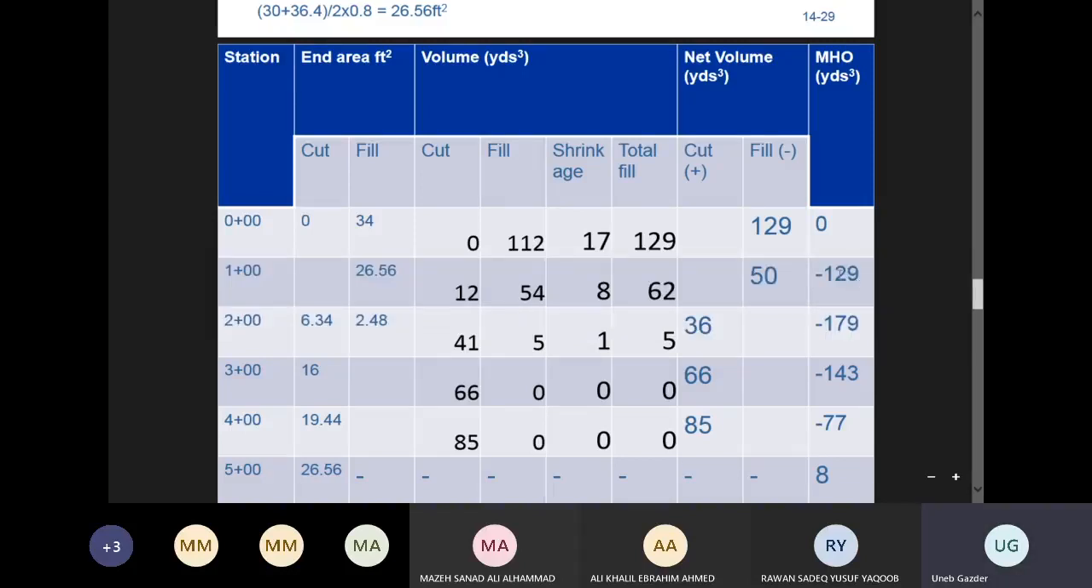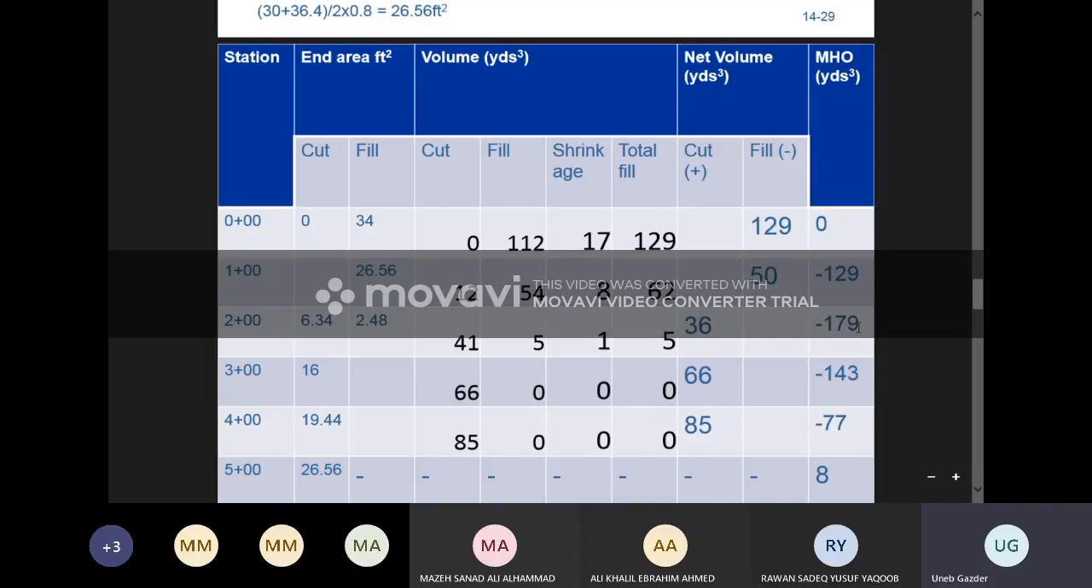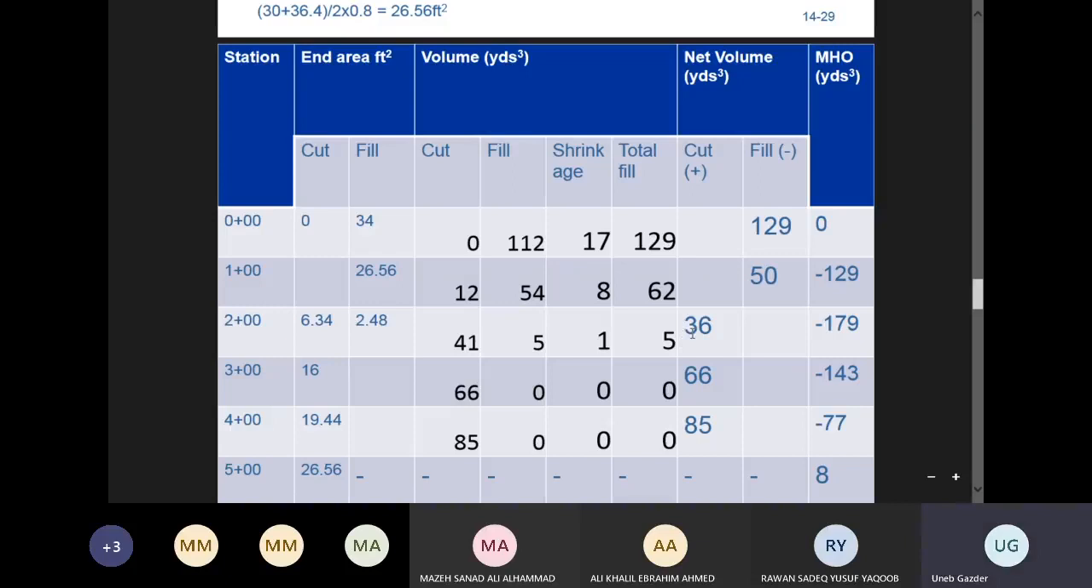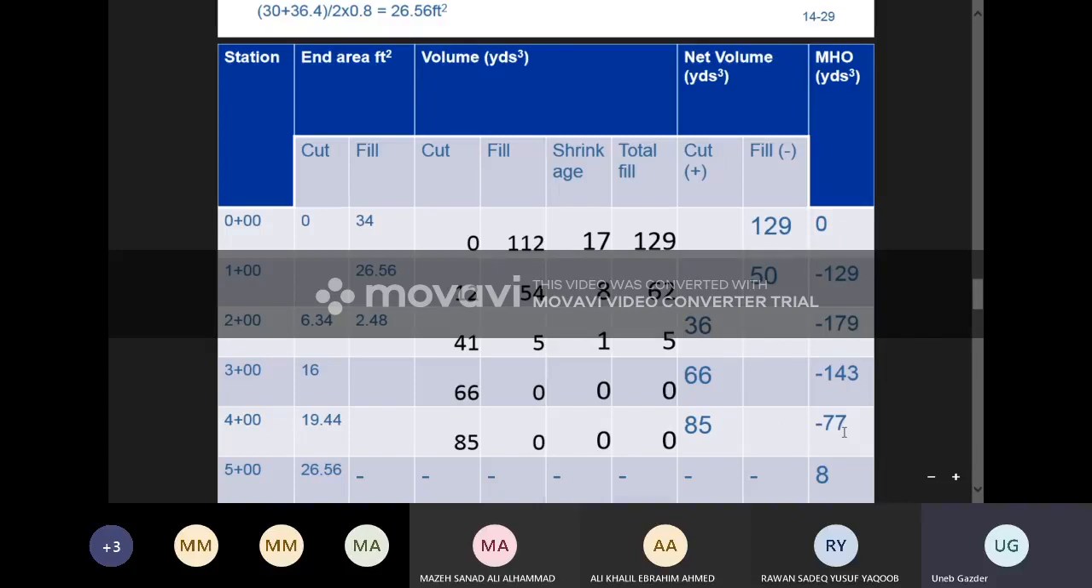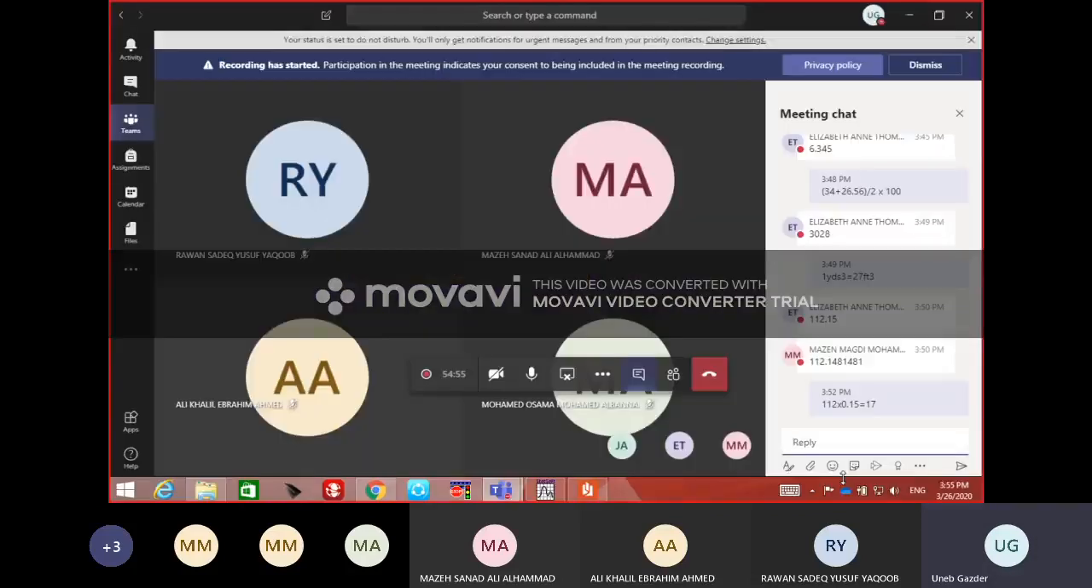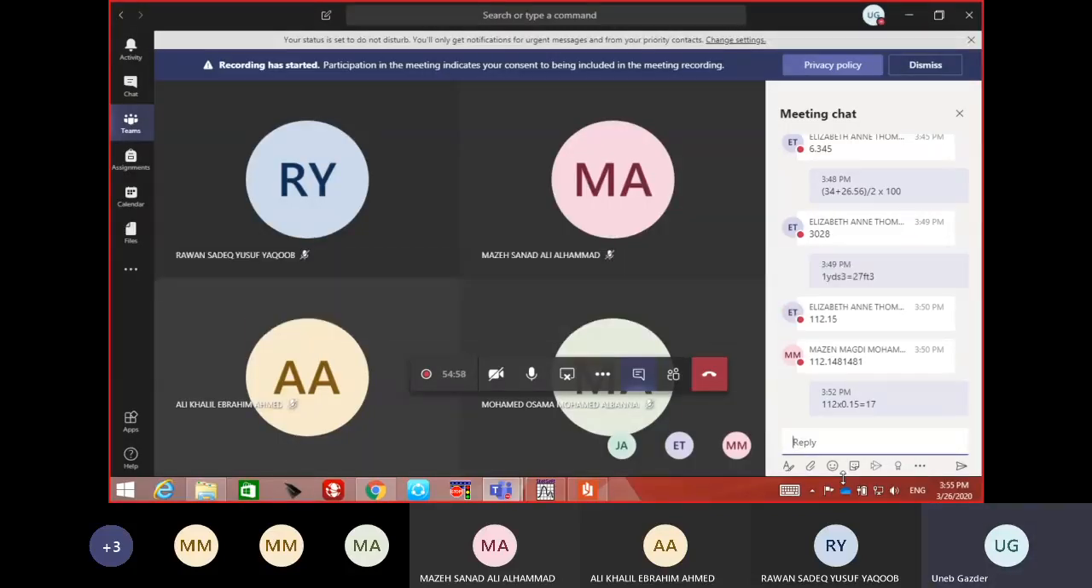Okay, the next quantity will be this number, minus 129, plus the net quantity. The net quantity is negative again, fill. So minus 129 minus 50 is minus 179. Then 143, how did I get 143? Minus 179. Now this one is fill. Oh, sorry, this one is cut. So positive, right? So minus 129 plus 36. So it will be minus 143. Then minus 143 plus 66 is minus 77. Then minus 77 plus 85 gives you plus 8. Okay? Understood? Any questions?